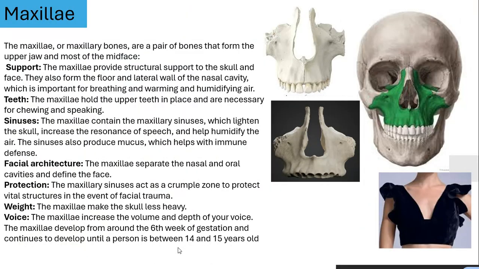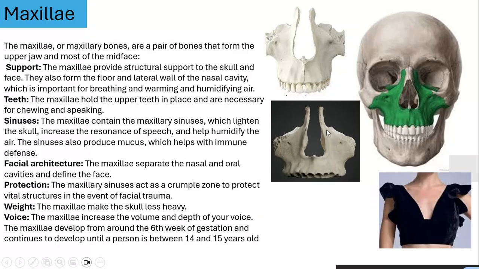All right. What's a maxillae, right? The maxilla or maxillary bones, they're a pair, right? Are a pair of bones that form the upper jaw and most of the mid-face. What do they do? They provide support, right? Maxilla provides structural support to the skull and face. They also form the floor and lateral wall of the nasal cavity, which is important for breathing and warming and humidifying air, right? As you can see, this green area, this is all maxilla.